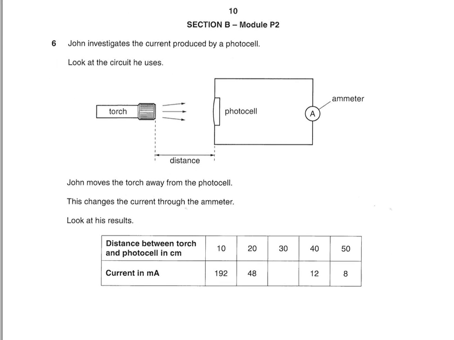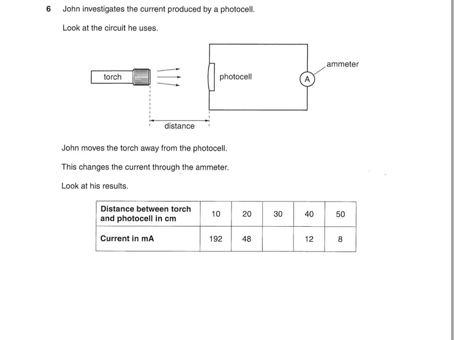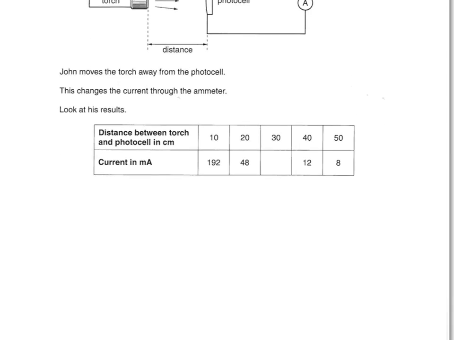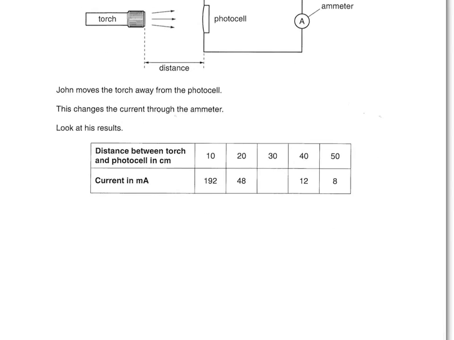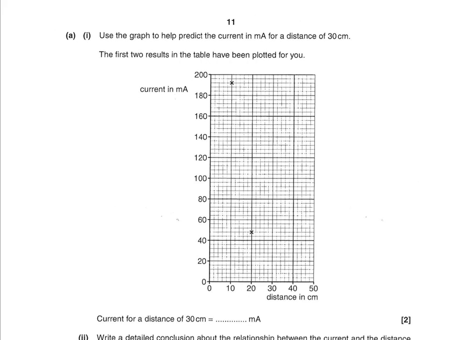Now onto the physics section. John investigates the current produced by a photocell. Look at the circuit he uses. John moves the torch away from the photocell. This changes the current through the ammeter. Look at his results. So results. It says use the graph to help predict the current in milliamps for a distance of 30 centimetres. The first 2 results in the table have been plotted for you.